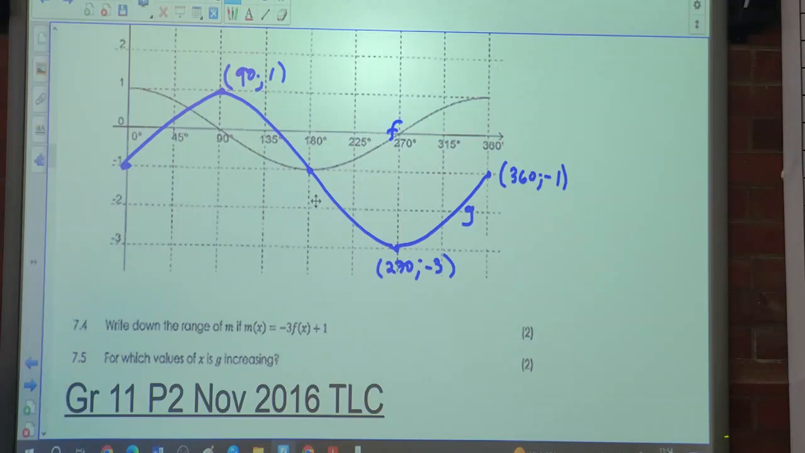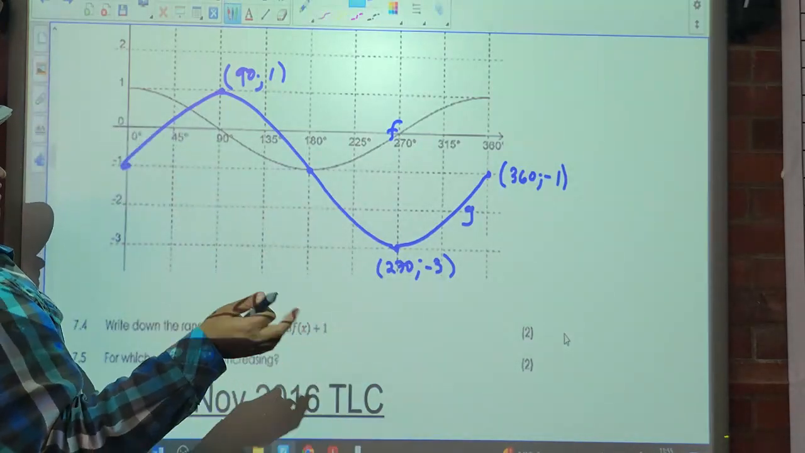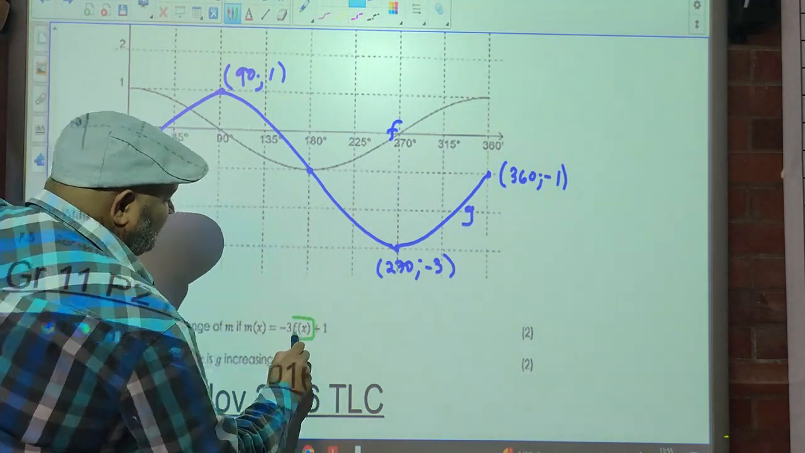Okay, let's look at the next question. Write down the range of m if m of x is equal to -3 f of x plus 1. People, what is the range? What is the range first? All possible y values. What is the range of f of x?